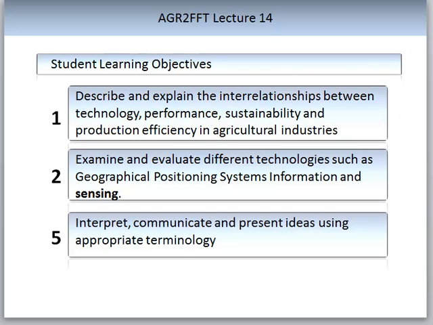This lecture contributes information across three student learning objectives. Describe and explain the interrelationships between technology, performance, sustainability and production efficiency in agricultural industries. Student learning objective number 2, where we will look specifically at sensing technologies. And student learning objective number 5, where we interpret, communicate and present ideas using appropriate terminology for that technology.